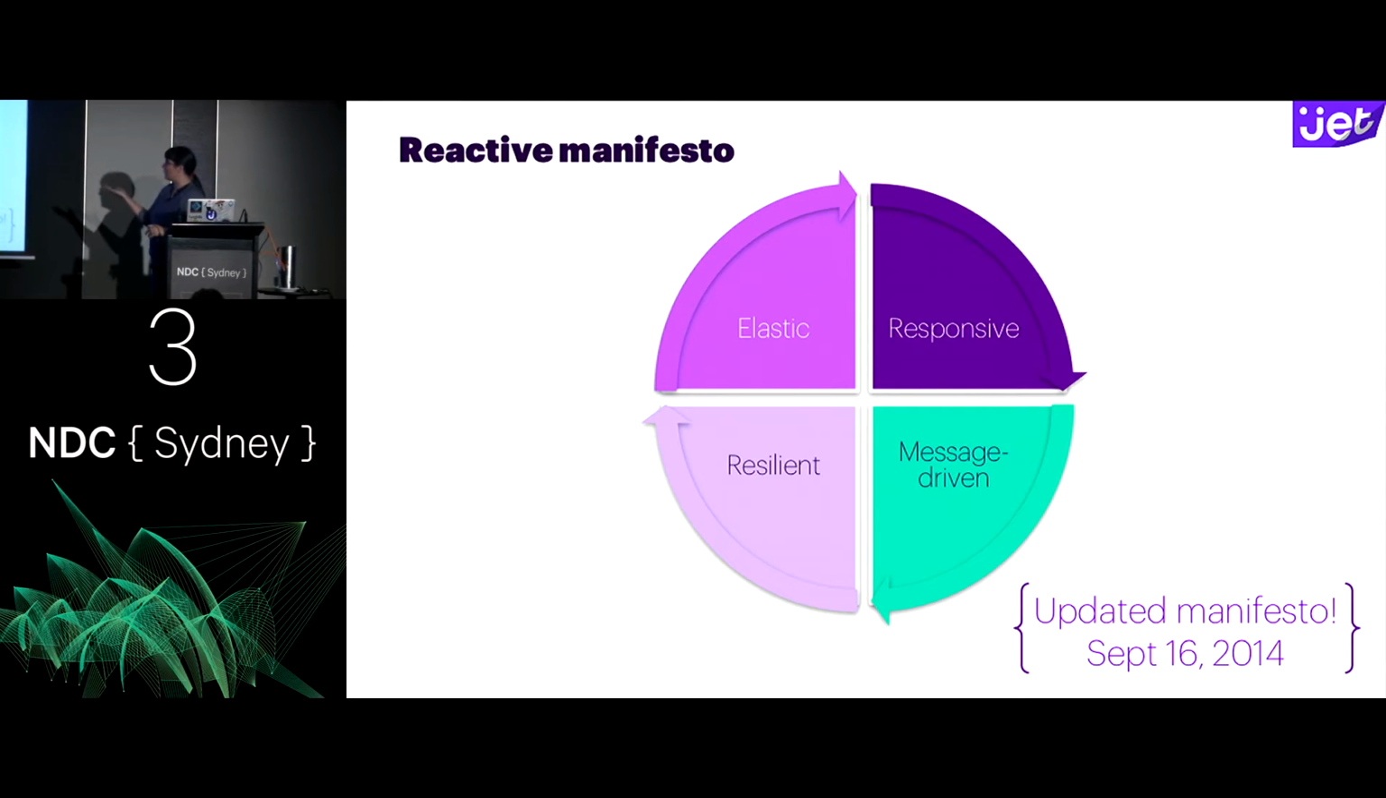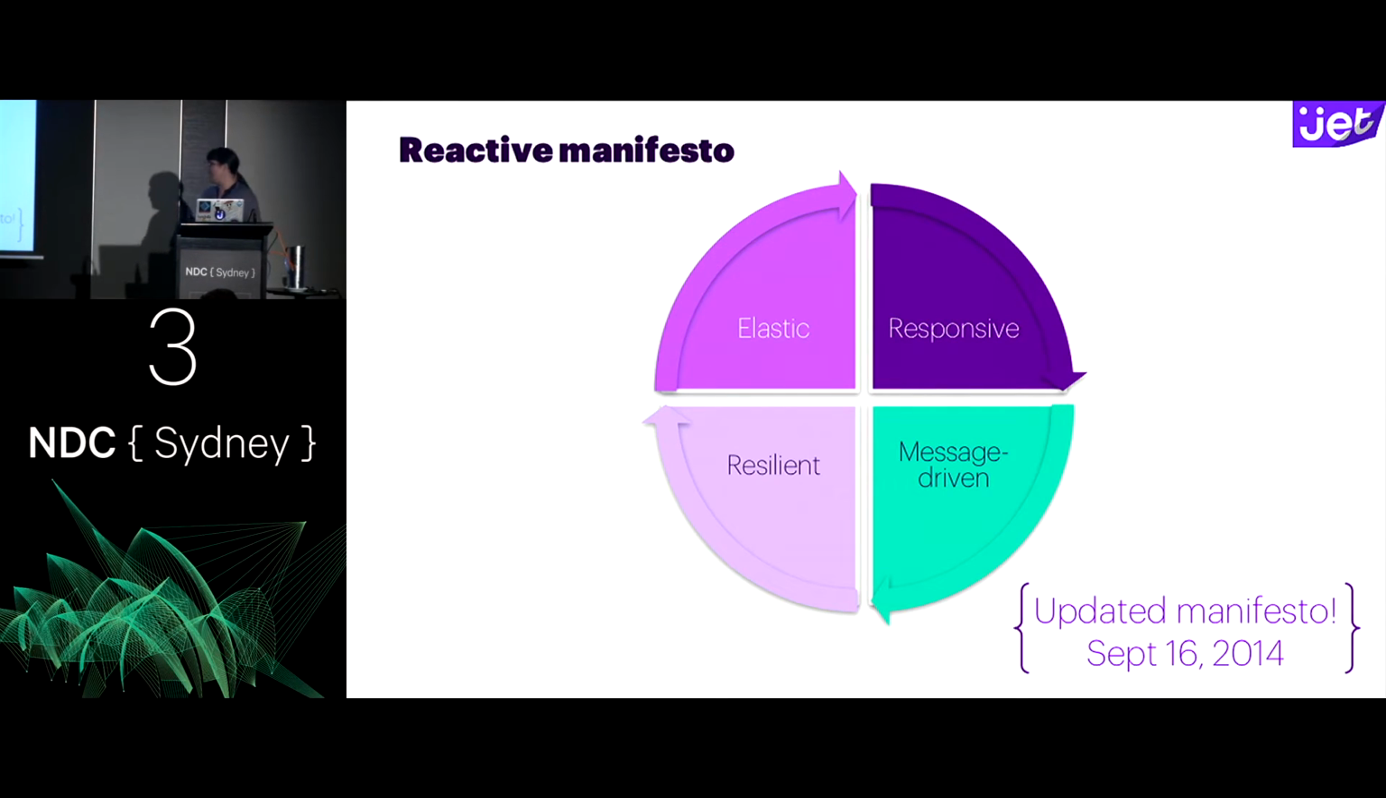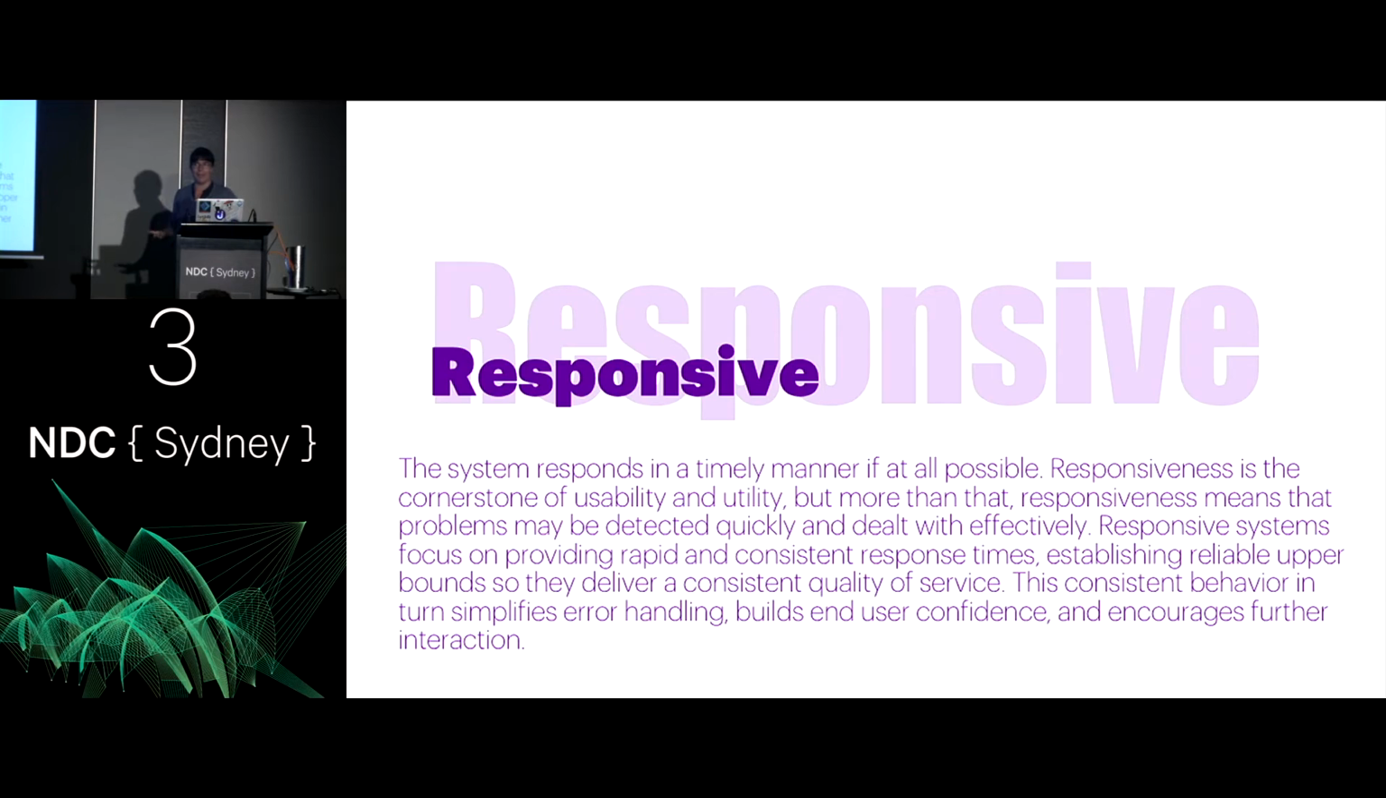So the Reactive Manifesto, and there was an updated one in 2014. I don't know if there's been an updated one since. But today's modern applications should be responsive, message-driven, resilient, and elastic. And I will go into what they mean for each of those. So, responsive.